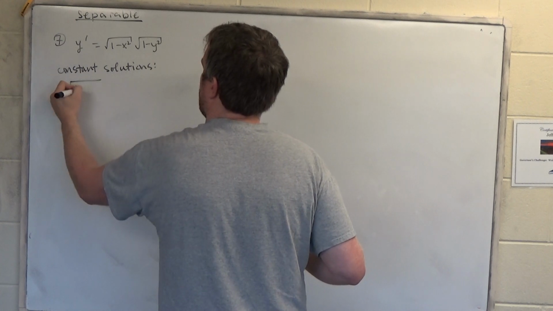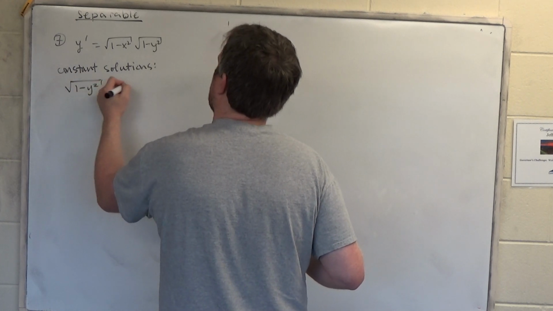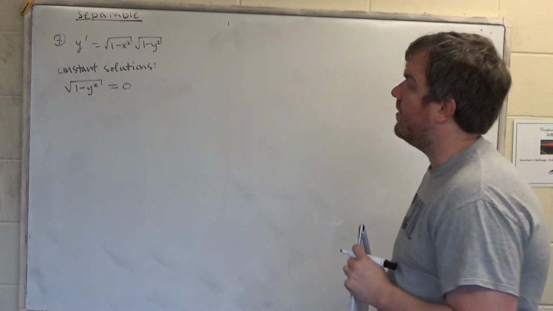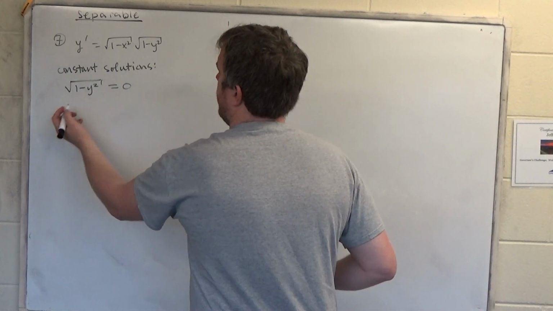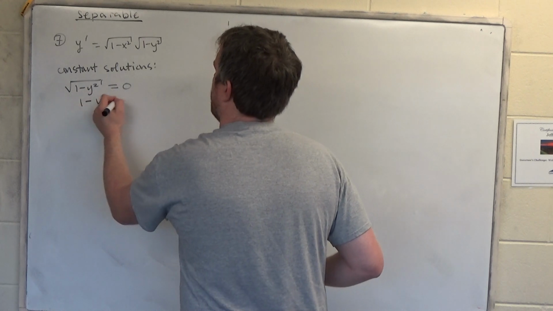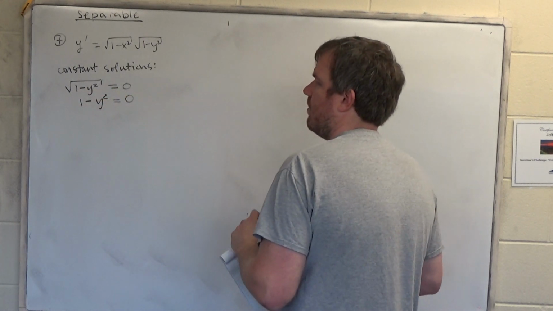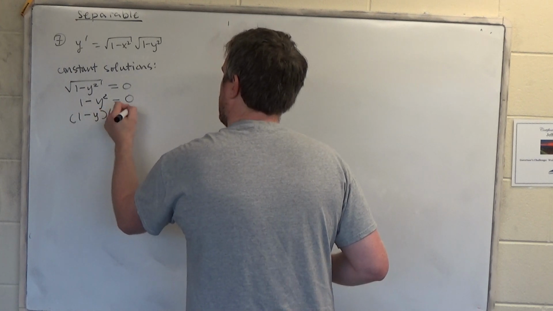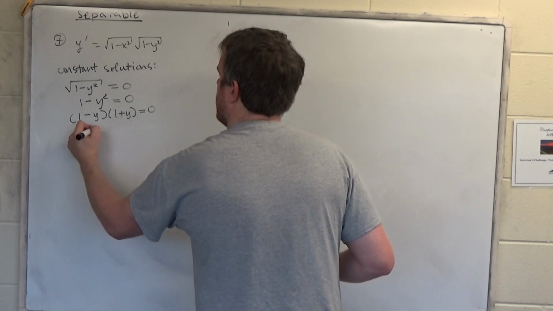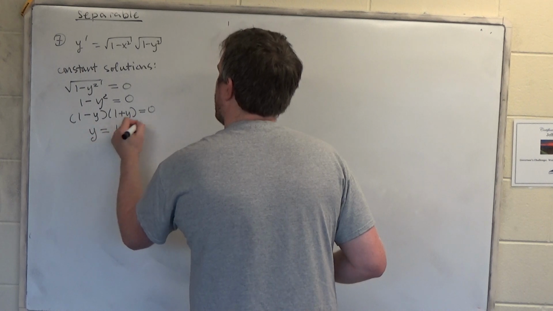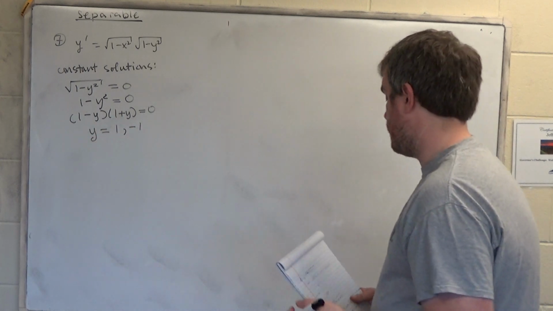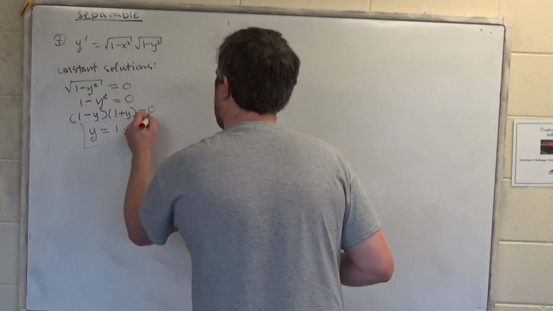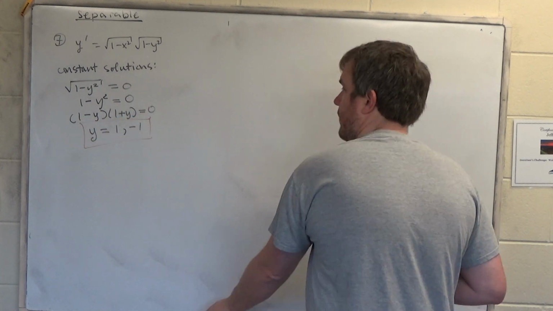We set the function of y on the right-hand side equal to 0 and solve for y. Well, to do this, we need to square everything. Fortunately, 0 squared is still 0. And now I can factor the left-hand side. And we can see that y equals 1 or negative 1. Both of these are constant solutions. So I'm going to go ahead and put a box around those. That part of my solution is done.